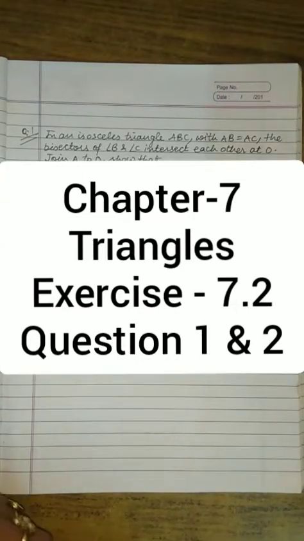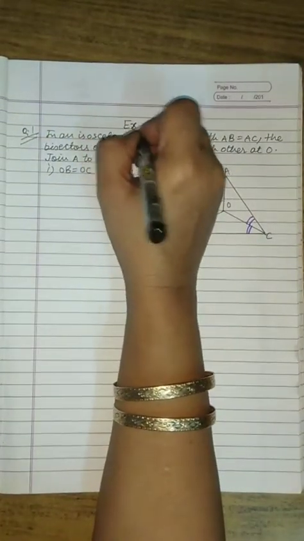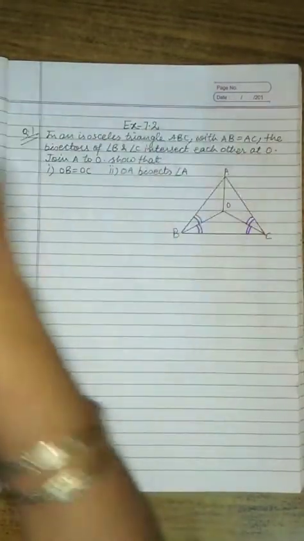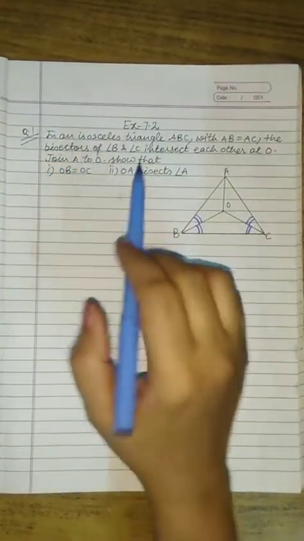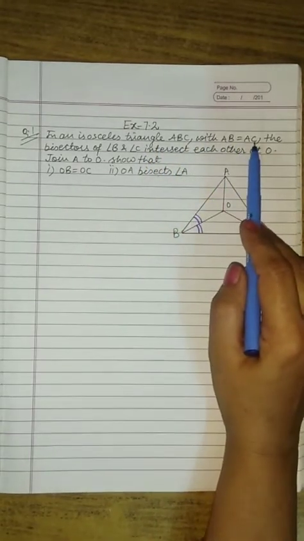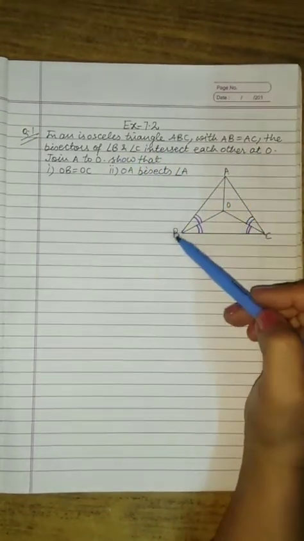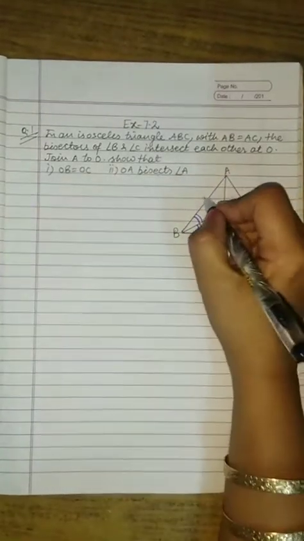Dear students, today I am going to start exercise 7.2, which is based on different properties associated with triangles. So, question number 1 of this exercise is, in an isosceles triangle ABC with AB equal to AC. In isosceles triangle ABC, we are given AB is equal to AC.